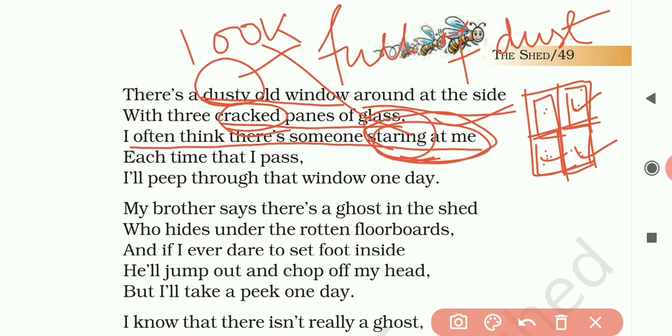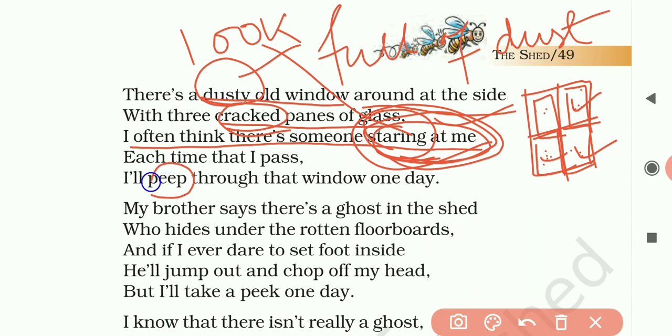Okay, each time that I pass, मैं जब उधर से जाता हूँ, whenever I pass through that house, whenever I pass through that particular room, I feel that, I think that there is someone inside it who is trying to stare at me, जो कि मेरी तरफ झांकने की कोशिश कर रहा है, मेरी तरफ देख रहा है. I will peep through that window one day.